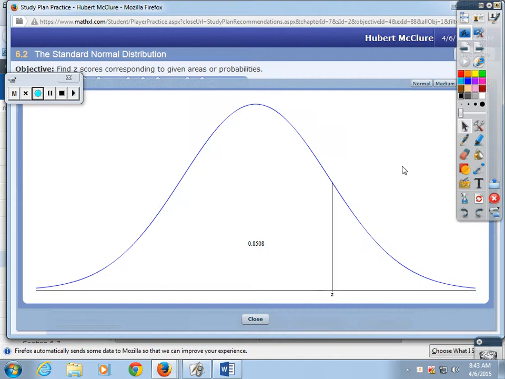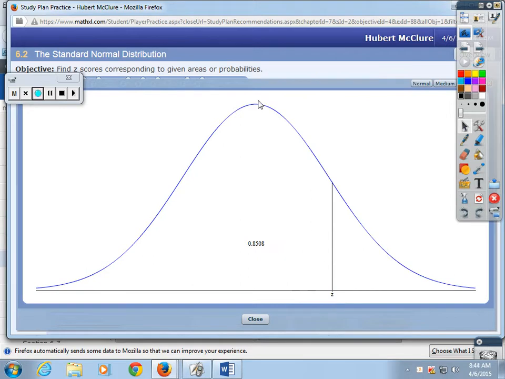Alright, there's our problem. Now, what are we given? We're given an area. Okay, we're given a probability. We're given a percentage, 85%, 0.85 probability, or an area of 0.8508. You know it's a probability because it has how many digits? 4 digits. So that means we're given a probability. We need to find the z-score.